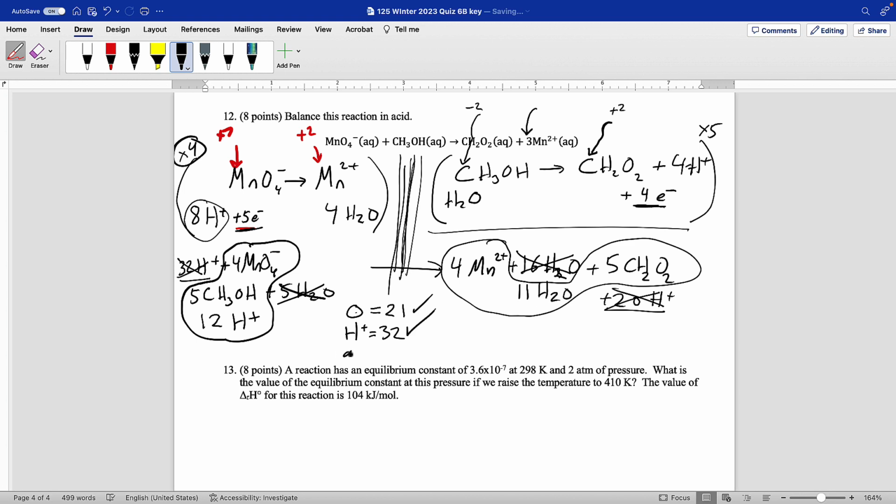Good. And charge. On the left-hand side, we've got a negative 4, and we've got a positive 12, so that's plus 8. And we look at the right-hand side, and we've got 4 manganese, each one's plus 2, so that's plus 8, and that's it for the charge. So we're done. Since the charge balances and the atoms balance, this is H+, it should just say H, because we're just counting atoms at this point. So we know for sure that it is balanced.